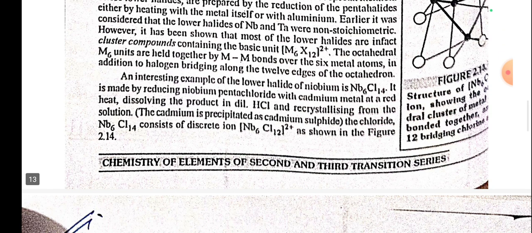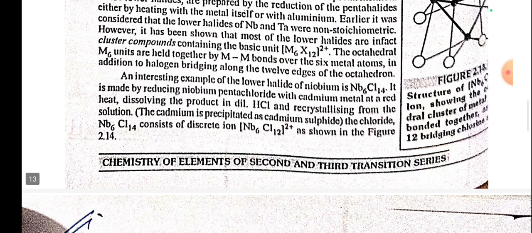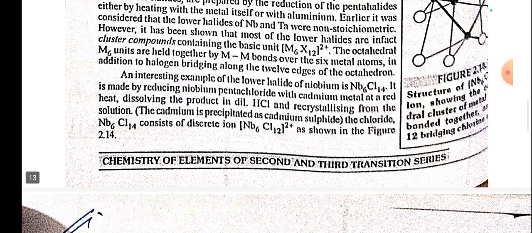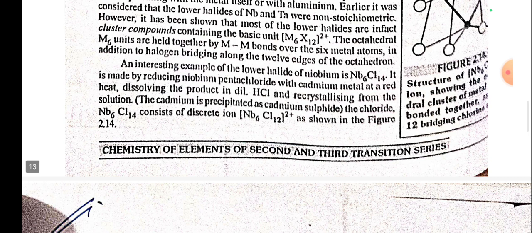Earlier, it was considered that the lower halides of Nb and Ta were non-stoichiometric. However, it has been shown that most of the lower halides are in fact cluster compounds containing the basic unit M6X12 with a positive charge. The octahedral M6 unit has halogens bridging along the 12 edges of the octahedron. An interesting complex example of the lower halides of niobium is Nb6Cl14.